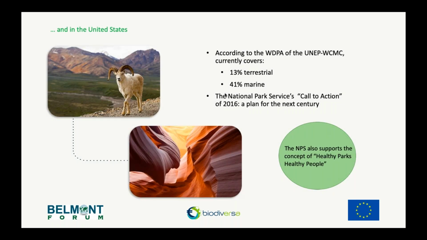Now, focusing in the United States, according to the World Database on Protected Areas of the UNEP-WCMC, the protected areas in the United States currently cover 13% of the terrestrial area and over 41% of the marine area. The recent National Park Service call to action from 2016, the plan for the next century, is focusing on preserving special places that encompass the biological and cultural diversity of North America, the protected areas.